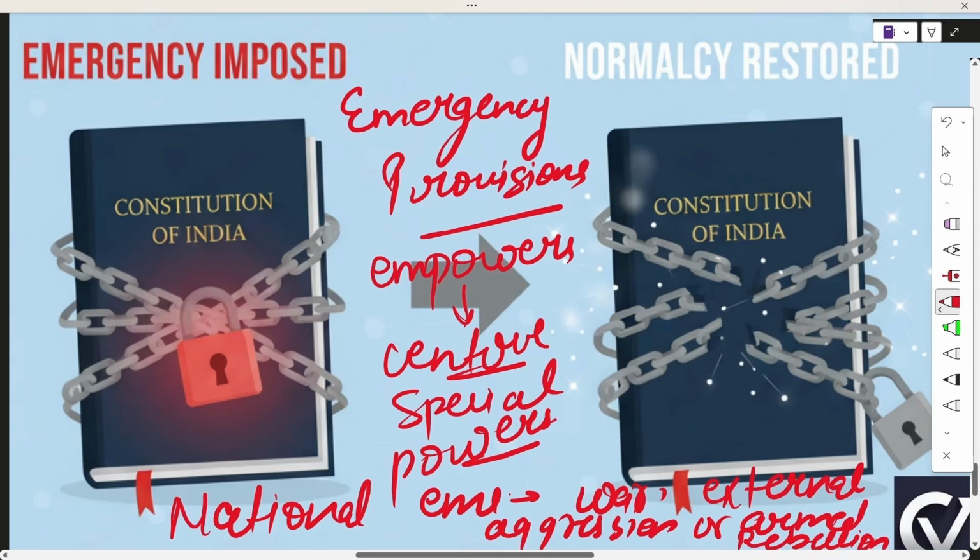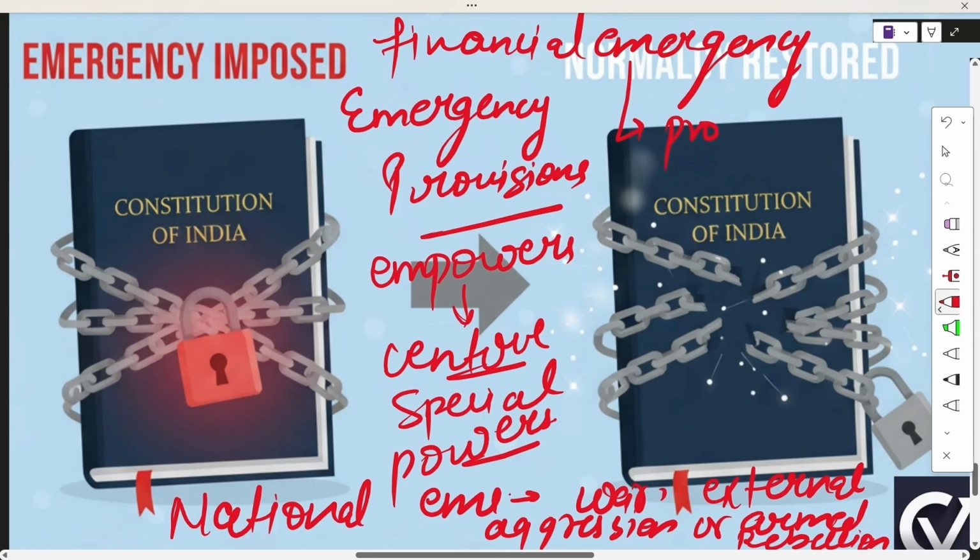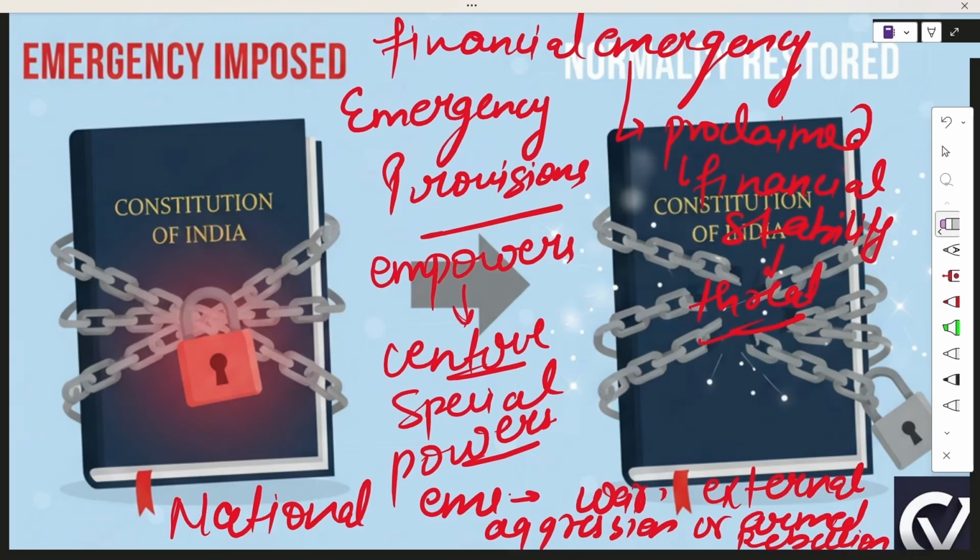A state emergency or president's rule can be imposed when a state government cannot function according to constitutional provisions, and a financial emergency can be proclaimed when the financial stability of the country is under threat. While these provisions have occasionally been misused, they have also helped the country survive serious crises.